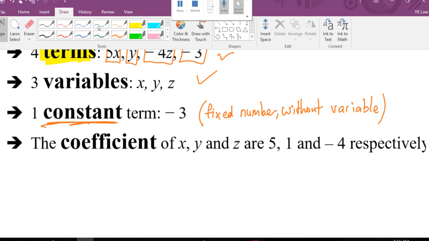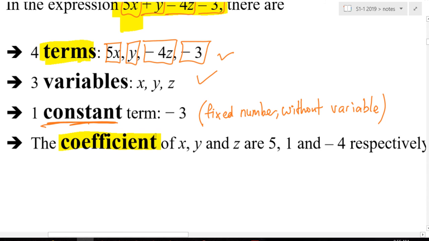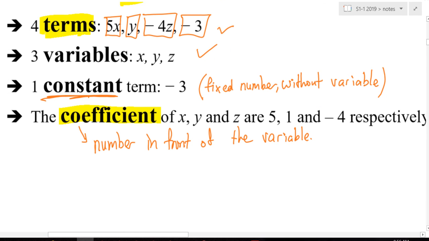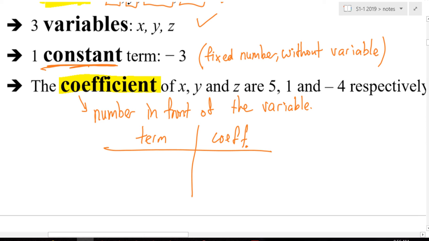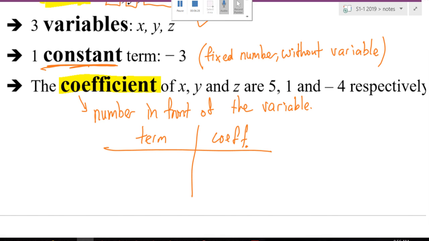Now, last one. Coefficient. Can you write down? Coefficient actually means the number in front of the variable. Can you write down? Coefficient means the number in front of variable. So let's look at the term and let's look at the coefficient. A coefficient short form is COEFF. Alright? Now let's try with some examples. All done with the copy.